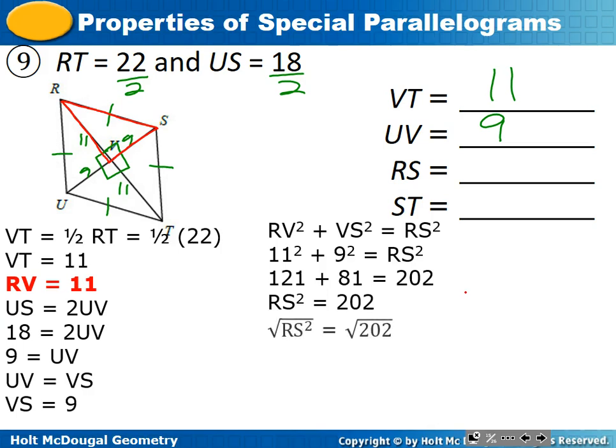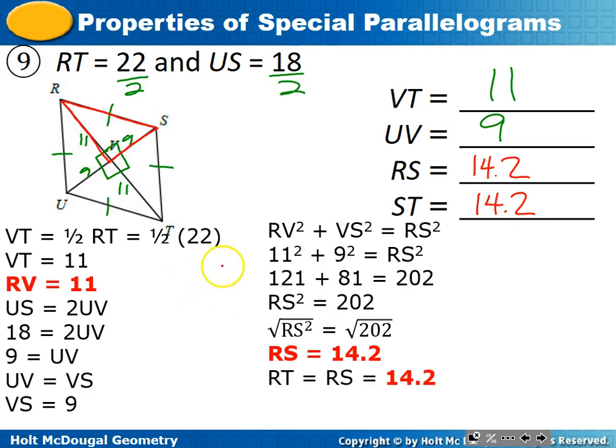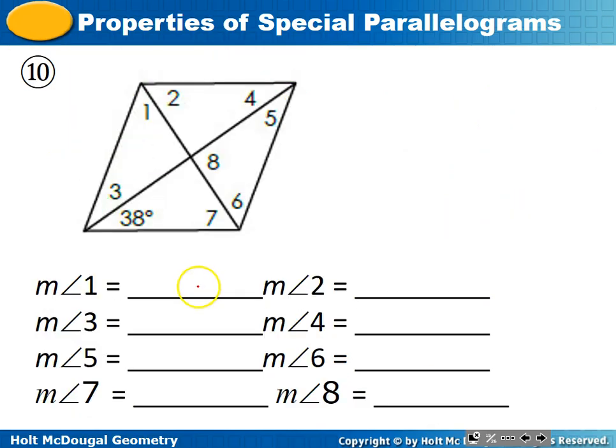So we're going to take the square root of both sides again. So RS is equal to 14.2. Well, if RS is equal to 14.2, then obviously ST has to be equal to 14.2, because all our sides are congruent because it's a rhombus. All right, let's look at number 10. So number 10, this one's a little bit different.